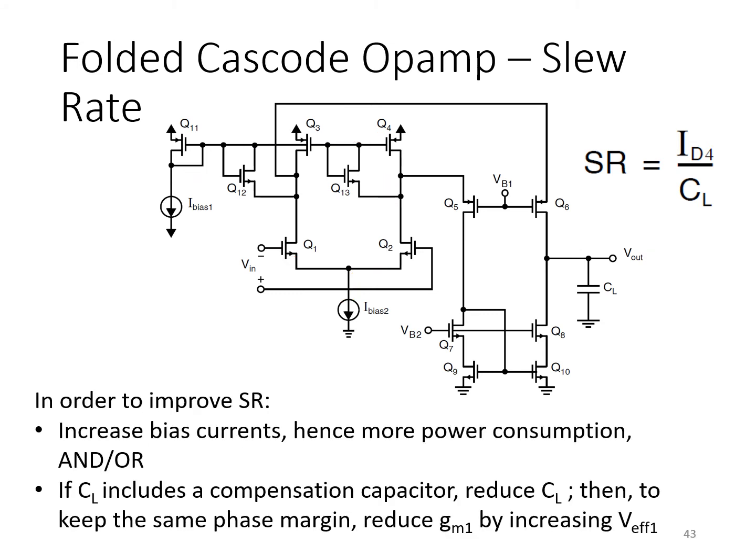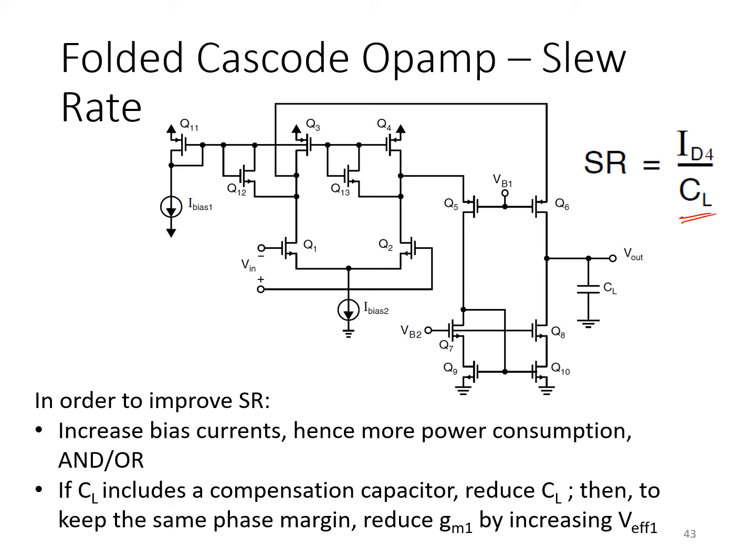So let's next consider what can be done to improve the slew rate of a folded cascode op-amp. Let's say you design an op-amp and compensate it to have sufficient phase margin, but unfortunately the slew rate is insufficient. What can you do? What changes to the design can you make to improve the slew rate, assuming, for example, you can't change the load capacitance here? So just looking at the expression for slew rate, ID4 over CL, clearly one thing that can be done is just to increase the bias current ID4.